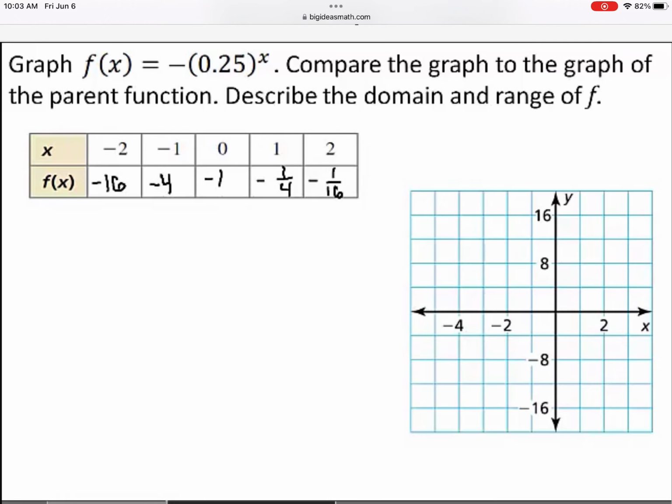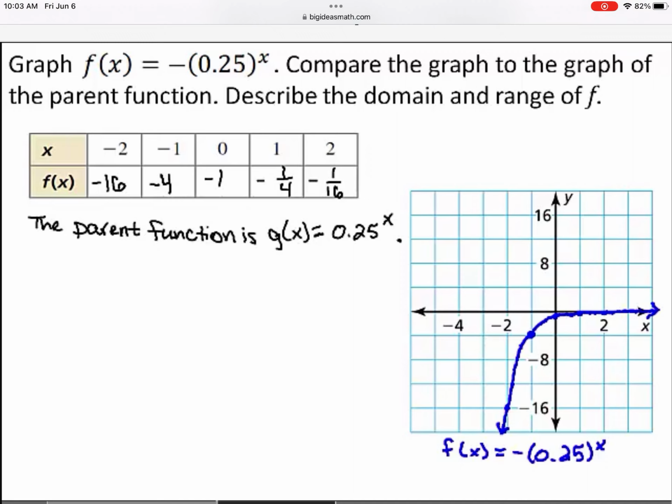So to graph the function, you want to plot the ordered pairs (-2, -16), (-1, -4), (0, -1), (1, -1/4), and (2, -1/16). Then draw a smooth curve through the points.